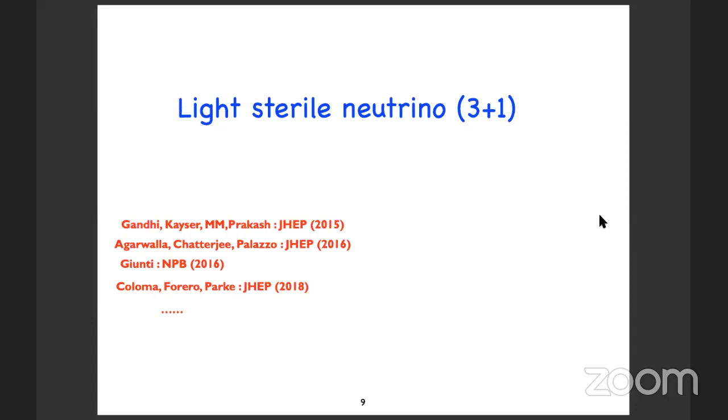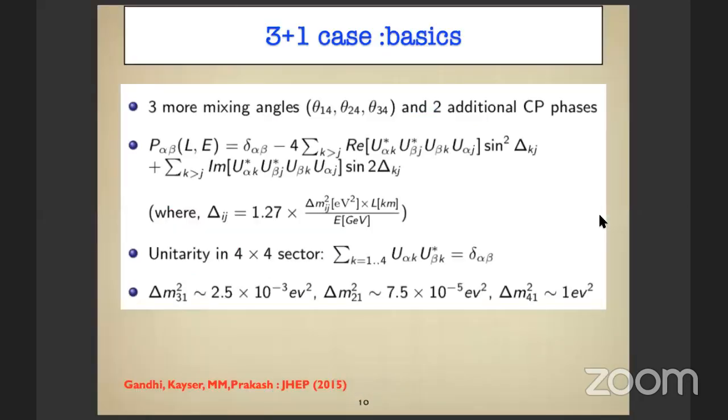One light sterile neutrino, which is the so-called 3+1 case. So I think in the last lecture by Professor Agarwala, you have heard a lot of things about the light sterile neutrinos, so I am not going into very much detail of it. The only thing to note here is that in the case of one sterile neutrino, there are three additional mixing angles, namely theta 14, theta 24, and theta 34, which characterize this small mixing between the active neutrinos and the fourth neutrino, which is the sterile neutrino. In addition to these three mixing angles, there are two additional CP phases, which in our parameterization we have chosen to be delta 24 and delta 34, that I am going to show in a moment.